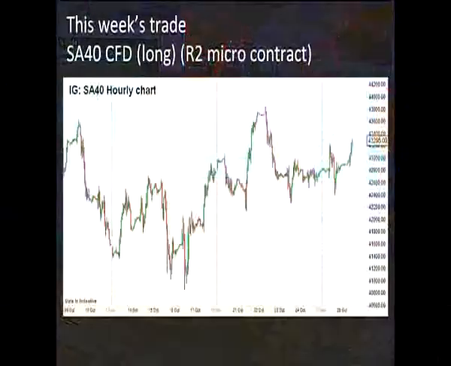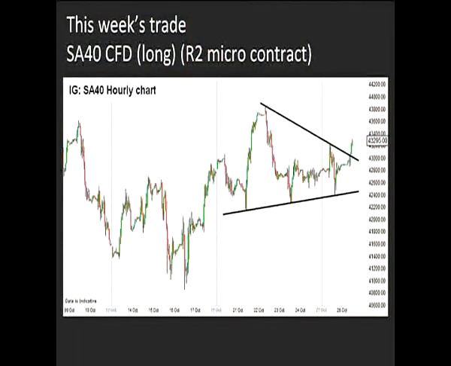But if I have a look at this, remember I spoke about a triangle pattern that was forming on the daily chart. Now, if we look at this hourly chart, you can see that triangle pattern quite clearly illustrated there. We've broken to the top side of that triangle today.